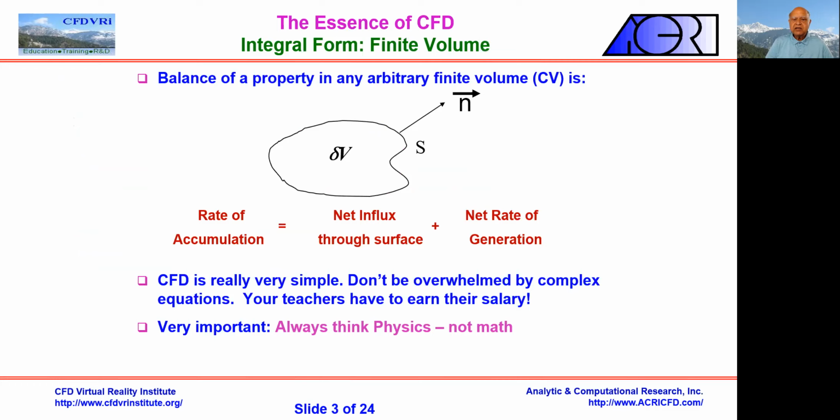Now let's look at how to derive a balance equation. It's really very simple. The balance of any property phi in an arbitrary control volume delta V, as shown here, with a bounded surface S and a normal N. So the basic equation is that the rate of accumulation is equal to the net influx through the surface plus the net generation inside the volume. It's very simple. Don't be overwhelmed by complex equations. It's very important, I think, to think physics and not to think math.